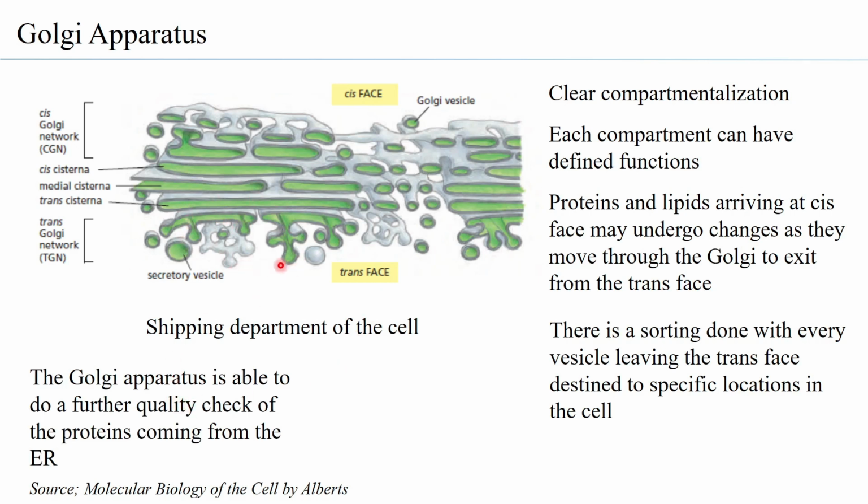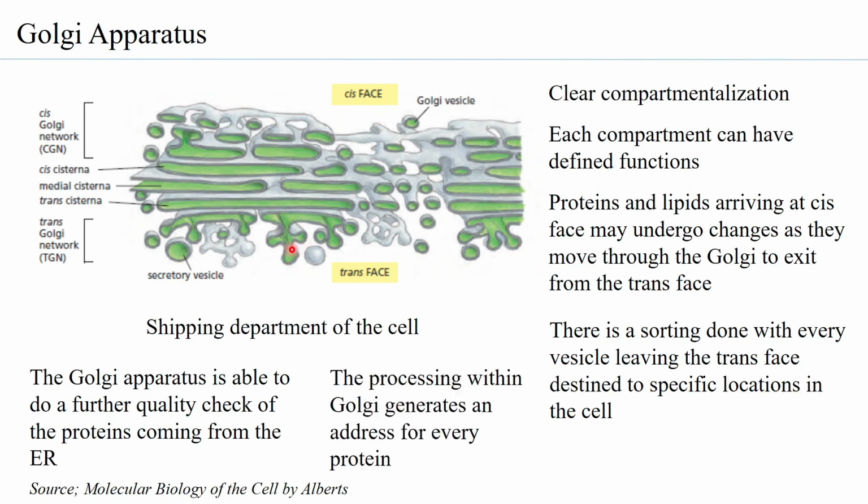The Golgi apparatus, therefore, is also able to do a further quality check of the proteins coming from the ER. So we already know that the ER takes care of quality check. It ensures that the protein is folding properly. But in the Golgi, the proteins can undergo further modifications, mainly with respect to the oligosaccharides. So you could have sugars being added, or sugars being removed, or other chemical modifications being done. And these changes improve the function of the protein, and thereby the quality of the protein is improved.